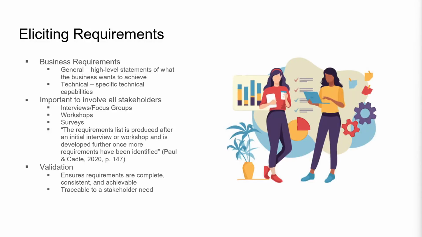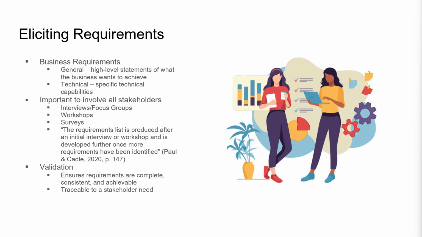Now, let's discuss the process of eliciting requirements. In terms of business requirements, there are generally two categories. The first is general requirements, which are high-level statements of what the business wants to achieve and are usually non-specific. The second category is technical requirements, which are specific technical capabilities required to achieve the desired project outcome. When collecting business requirements, it is vital to involve all stakeholders in the process.